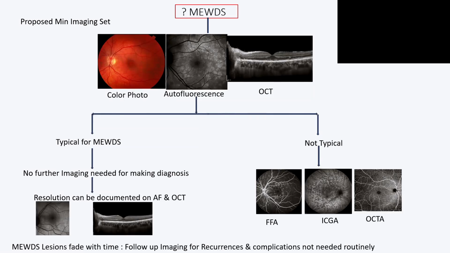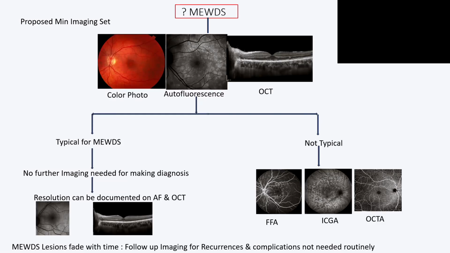And if you want to monitor the resolution, you can do the autofluorescence. All this granular white appearance will just disappear because MUDES is a one-time event. So you don't have choroidal neovascularization appearing, or you don't have to monitor. It's a one-time event, it will disappear. You can just do color photo and autofluorescence.